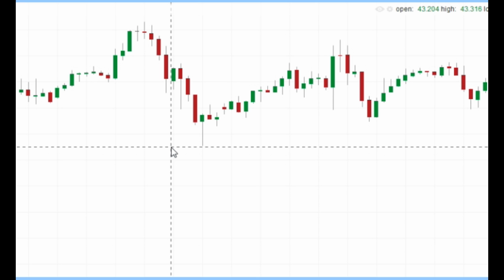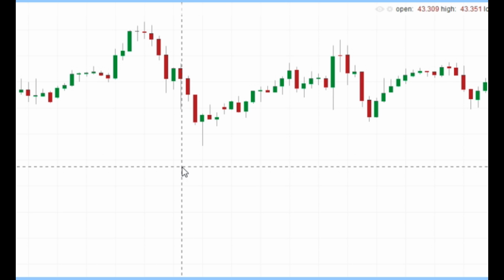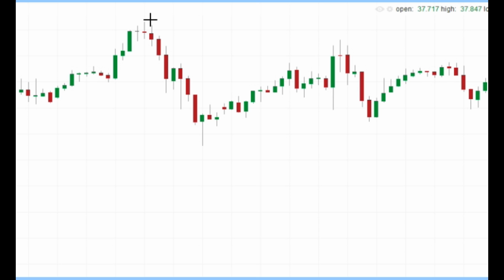So what I have here on the screen is a 1 hour candlestick pattern for oil, and I want to concentrate on the turning points. Let me get into my drawing mode. The turning points being this area here, this area, and this area. So these are the points where the market clearly turned.